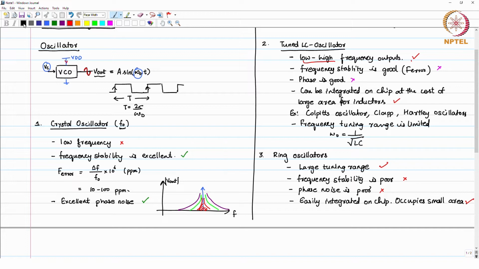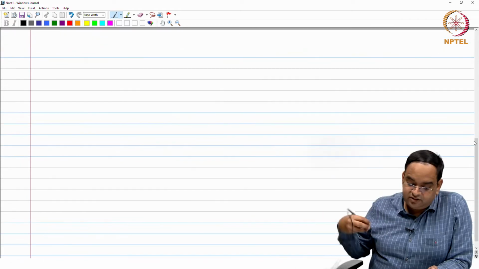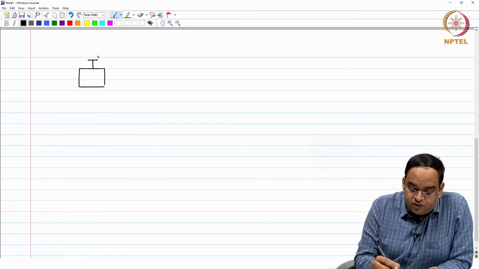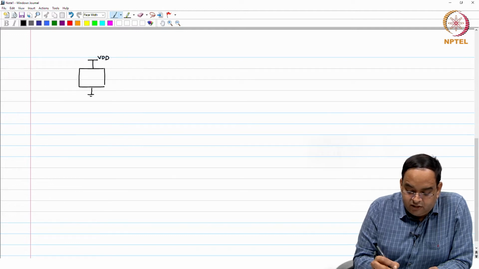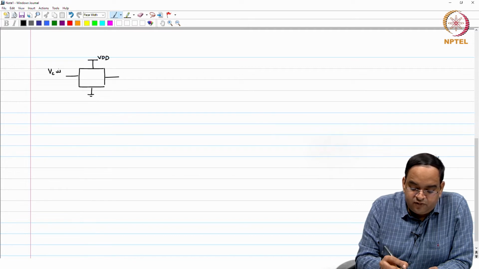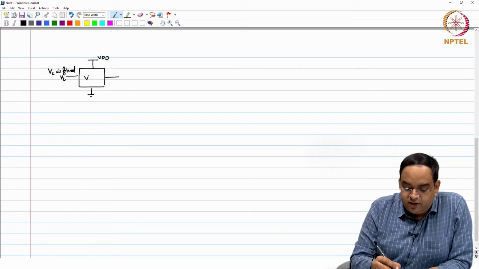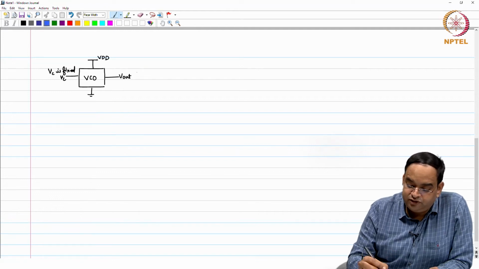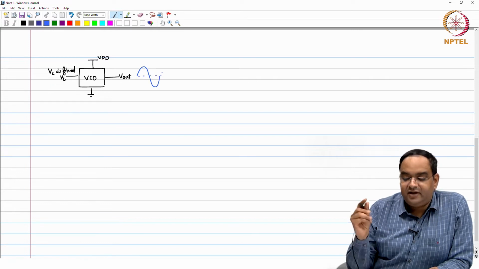So, let us come to this block, which is the VCO. I will just draw this and give a thought to it, what should it do. So, you have VDD and ground. Forget that you are controlling VC, just assume that VC is equal to some fixed voltage. Okay. And you are getting V out here, and in practice what you want to see is that this V out should be a sine wave and it is self sustained.